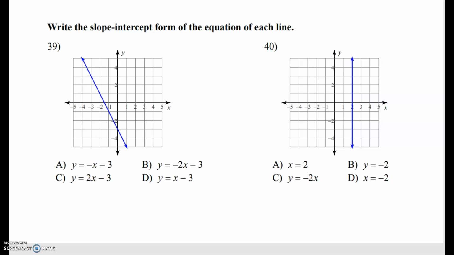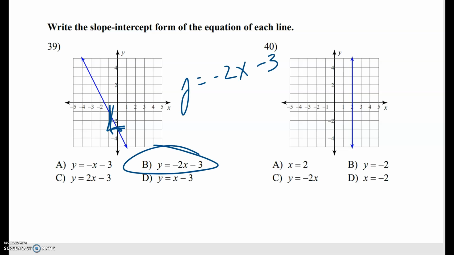All right, they want you to write the equation of lines with these. I'm not going to look at 39 because that should be pretty easy for everyone. You know the y-intercept would be -3, and this goes down 2 and over 1. So y equals -2x minus 3. So it would be b.